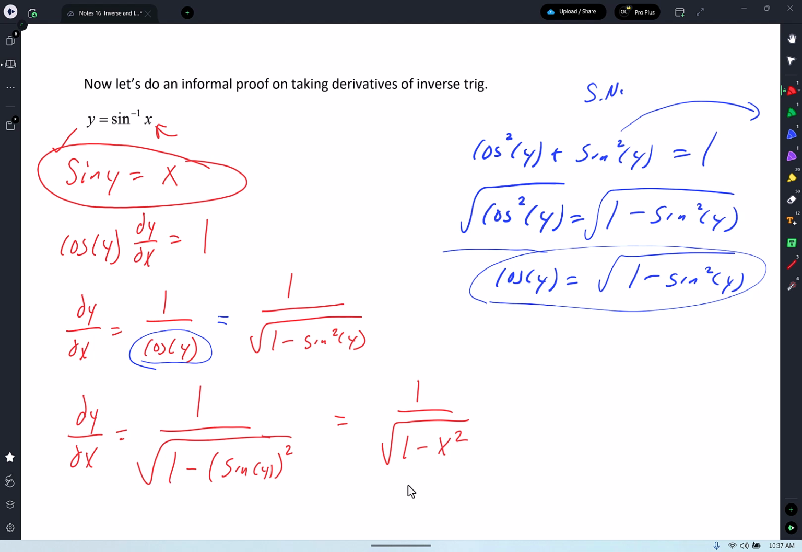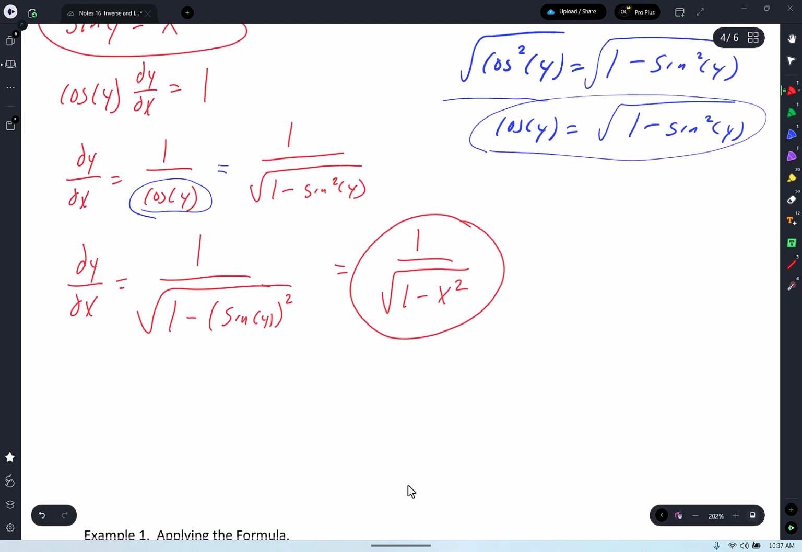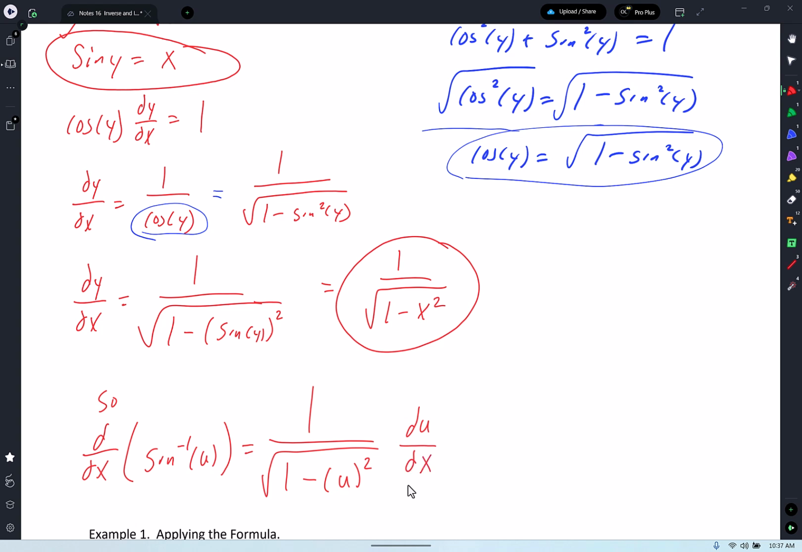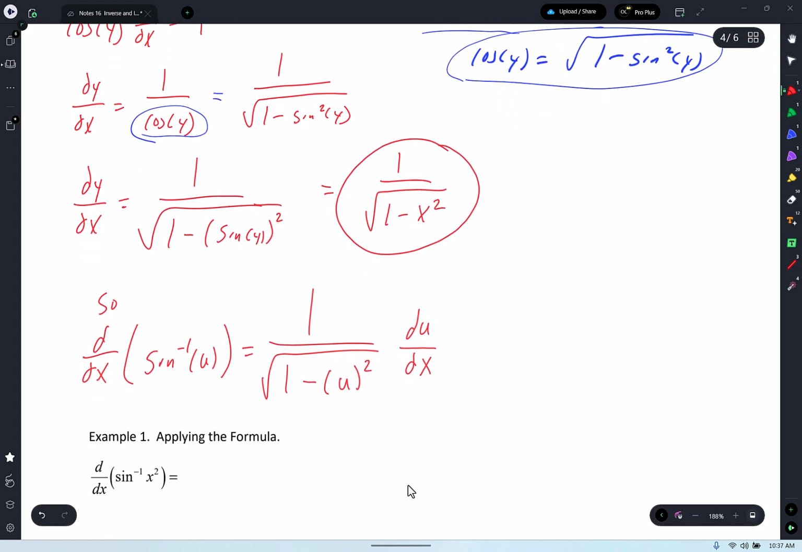Are you going to have to do this every time you take the derivative of arc sine, derive it from scratch? No, it is easier to just memorize it. Once you do it 3 or 4 times, you have it in there. Just doing it one time, you're not going to have it memorized. So let me go ahead and write the chain rule version here. d dx of arc sine of u equals 1 over square root of 1 minus u squared, times du dx. There it is with chain rule.